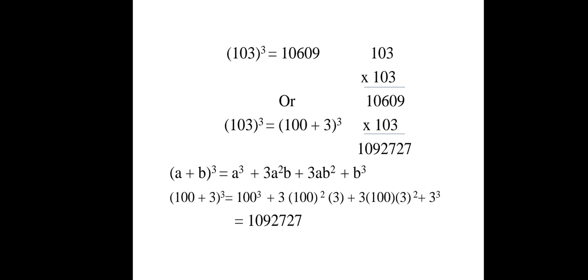So this will be of the form a cube plus 3a square b plus 3ab square plus b cube. So wherever you have a, just substitute 100, and wherever we have b, just substitute 3. After simplification we will get the answer as 1092727. This is the same answer we got from the general multiplication.